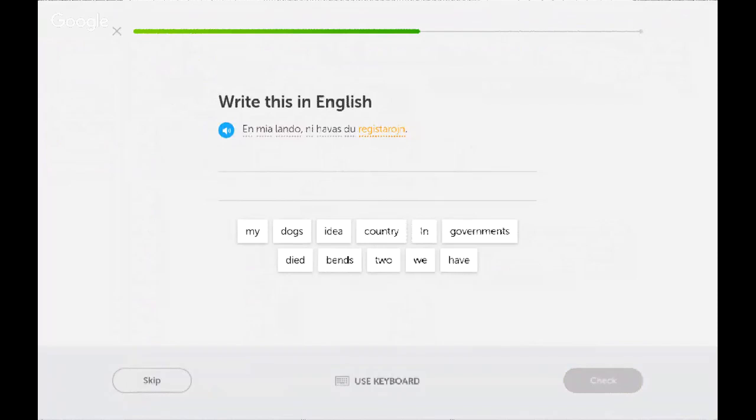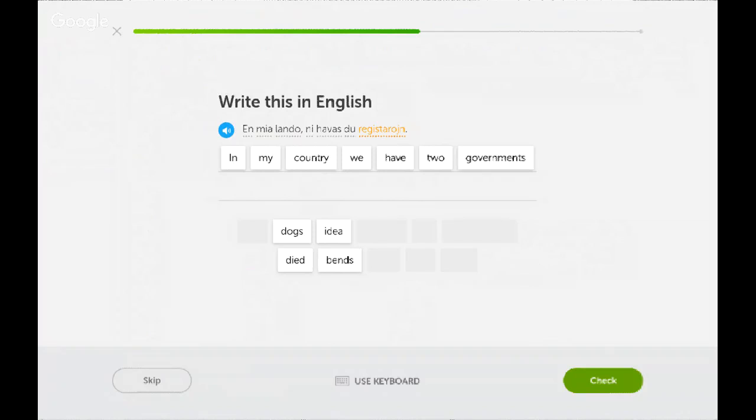En nia lando ni havas du registarojn. That is a very, I don't even understand what that means. In our government, I understand what it means, I just can't understand what that means semantically. In our country, en mia lando, in my country. En mia lando ni havas du registarojn. We have two governments. Wow, 40 people discussing that sentence.